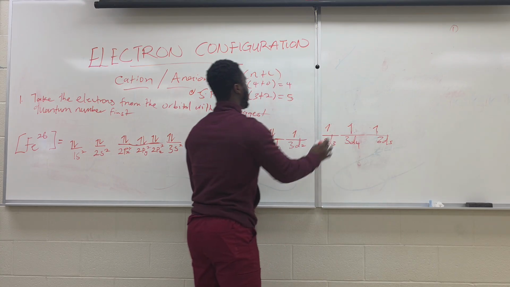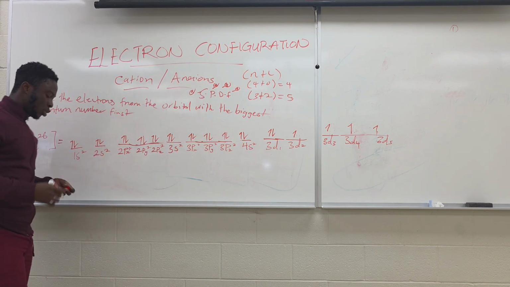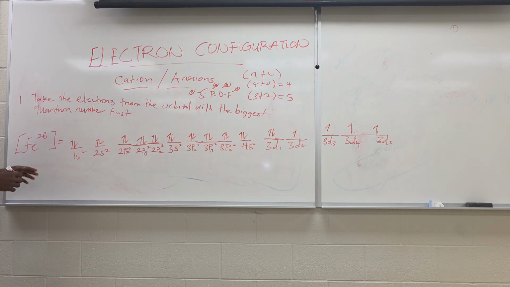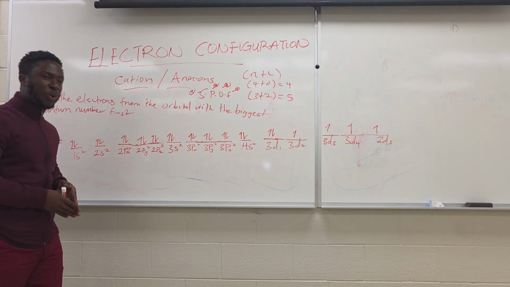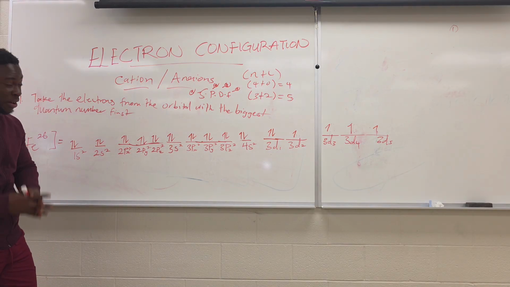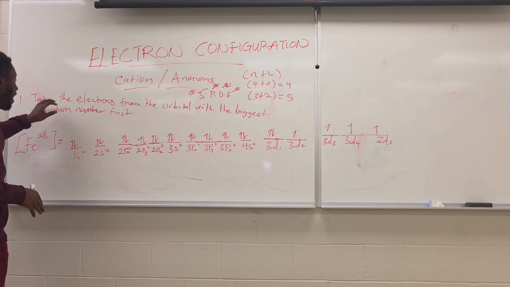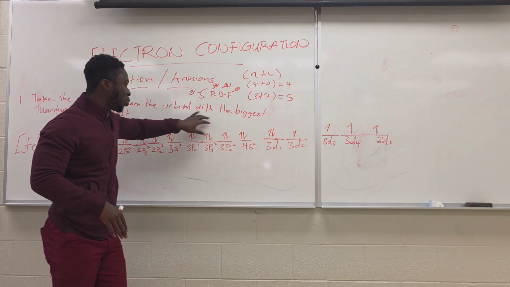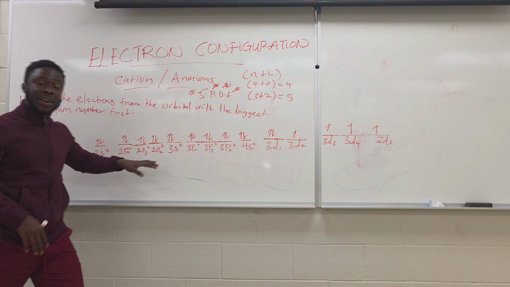Okay, so this is how that goes. Now, for a ground state ion to lose 3 electrons, let's say we want to achieve ion 3 plus. What are we going to do? First of all, we take the electrons from the atom with what? The highest principal quantum number first. That is why I say take the electrons from the orbitals with the biggest quantum number first.